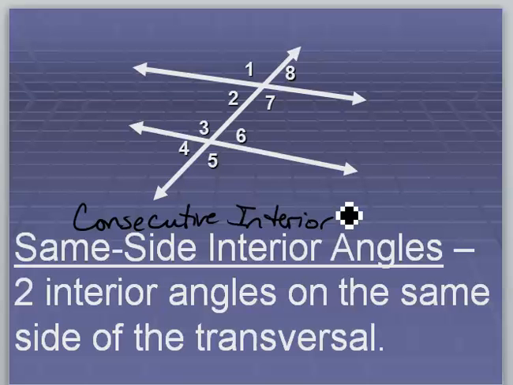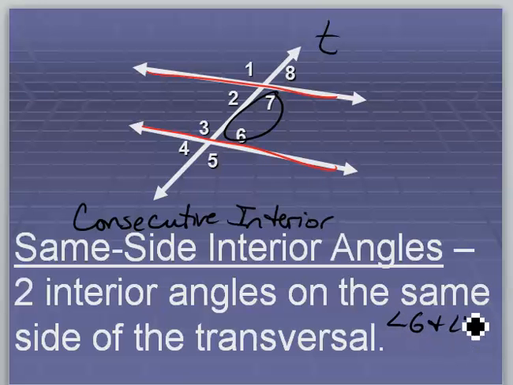Same side interior are interior angles on the same side of the transversal. So here's my two coplanar lines in red. The transversal is the one that crosses both at different points. I want two angles that are in between the lines. They're interior, but they're on the same side of the transversal. So angle 6 and angle 7, angle 2 and angle 3. 6 and 7 are same side or consecutive interior angles. 2 and 3 are same side or consecutive interior angles.